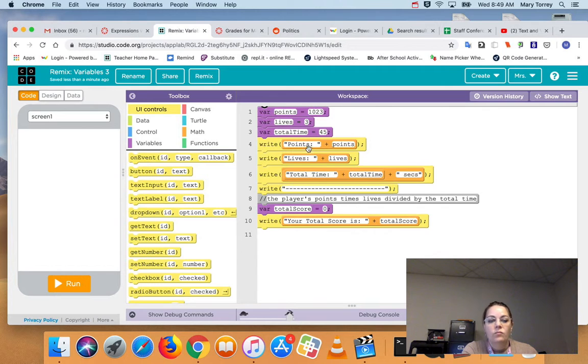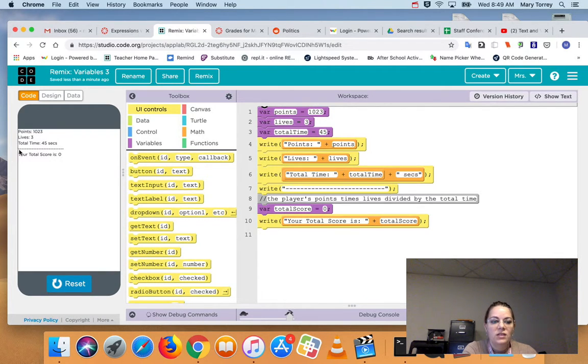Now, if I were to hit run, you can see that this says points 1023, which is here because we say points as we're using concatenation and adding to points. It grabs what's currently held in points, which is 1023, and then adds that to this string. Lives does the same thing. It goes and finds the value that's currently held in lives, which is 3. It returns 3 and then adds that to this, which gives us our lives 3. The total time, it says 45 seconds.